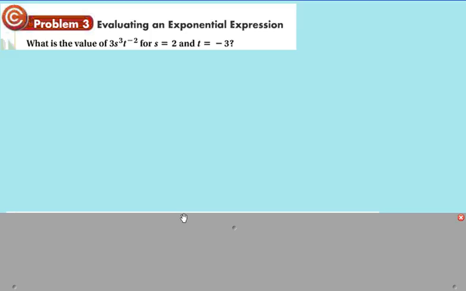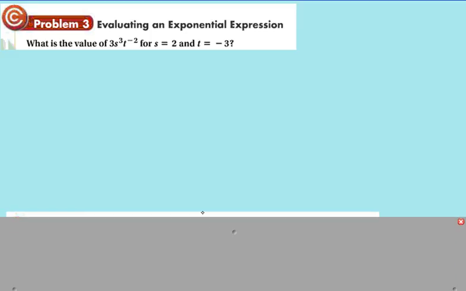This one right here, these are dealing with evaluating exponential expressions, so similar to what we just did, only now we have values for s. So I would say there's 2 different ways to do it. You could either plug them in first, or simplify it first and then plug it in. So let's plug them in first for this one.